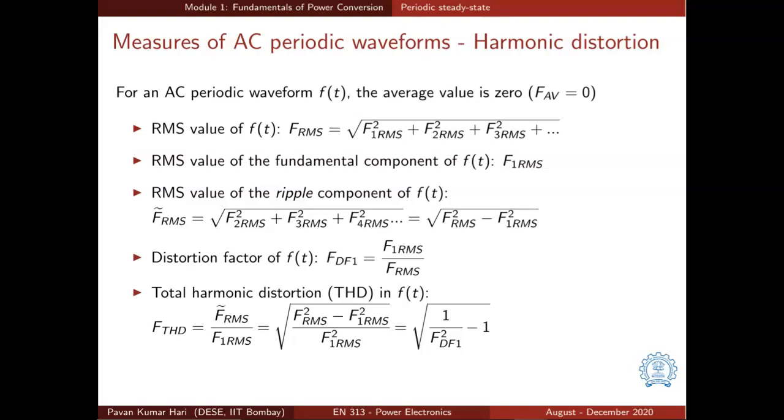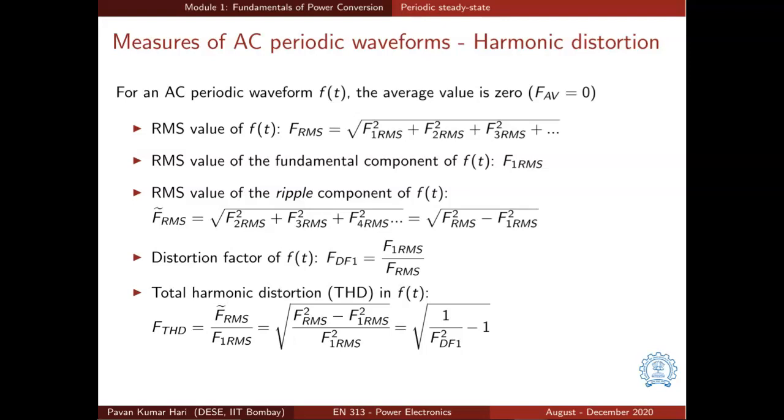What do you mean by ripple here? Ripple is a collective term. The frequency components of f of t other than the fundamental component are collectively referred to as ripple. So the RMS value of the ripple component of f of t is the square root of f2 RMS square plus f3 RMS square and so on, and is denoted by f tilde RMS. In other words, this ripple component is something that is unwanted, undesirable.